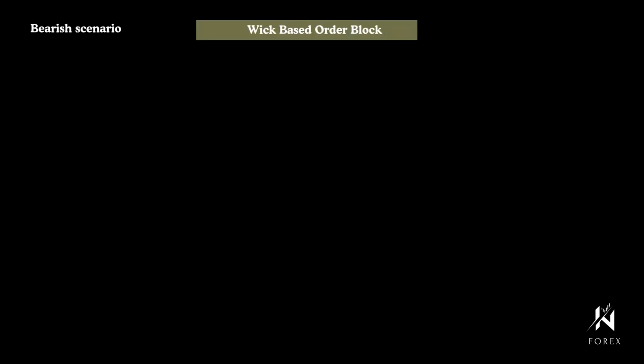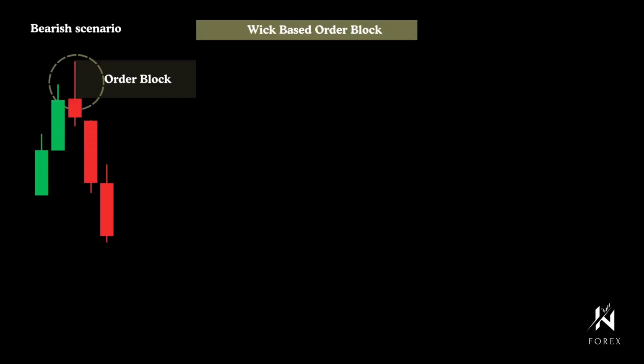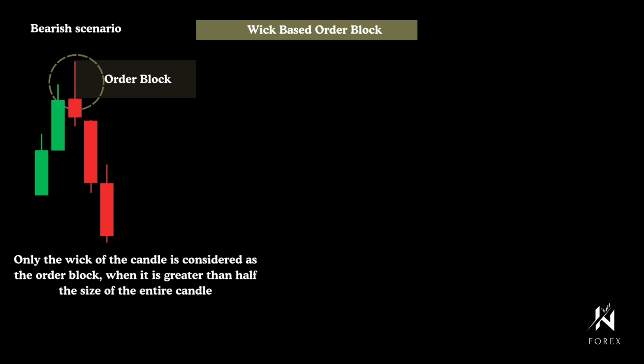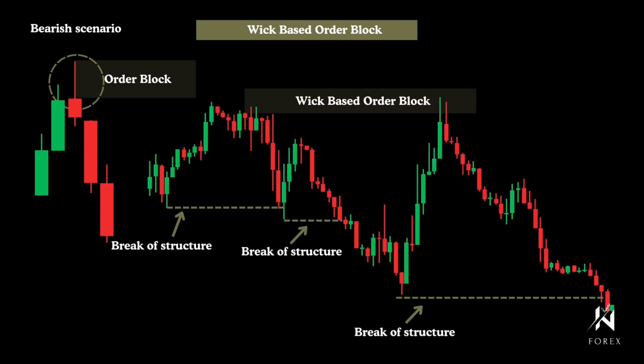The third type is known as the wick-based order block. In a bearish scenario, this type appears when the shadow or wick of the final buying candle, or the initial weak bullish candle, exceeds half the total candle length. In this setup, only the wick is considered the valid order block, while the body of the candle is ignored. This method offers a more precise and compact zone, compared to using the full size of the candle as the area of interest.